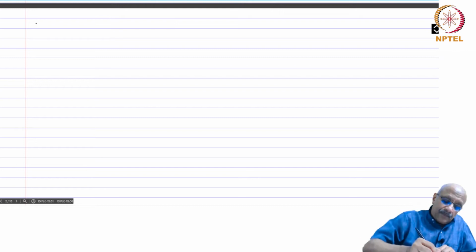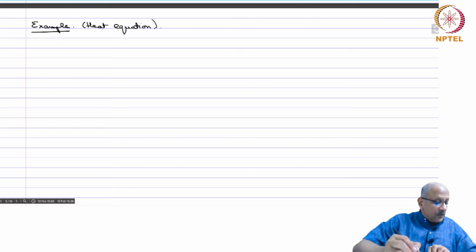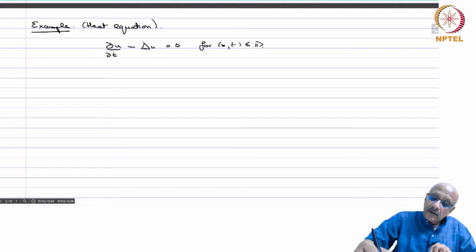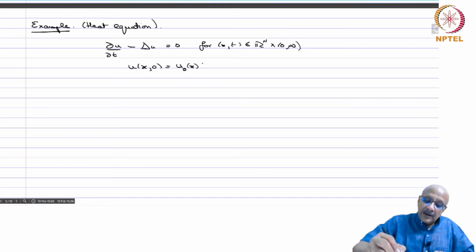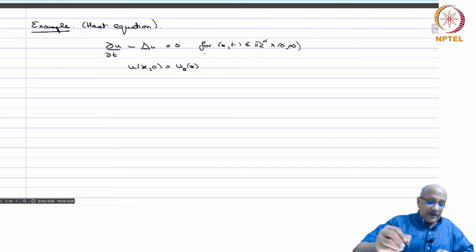We will do one more example, and this is the heat equation. So we consider the following initial value problem: du by dt minus Laplacian of u equal to 0 for x, t in Rn cross 0 infinity, and u of x, 0 equals some u naught of x. This tells you if you have an infinite bar which is kept initially at temperature u naught of x, and then the heat is allowed to diffuse according to the law of diffusion, then the temperature at any time t in the infinite bar is given by the solution to this problem.